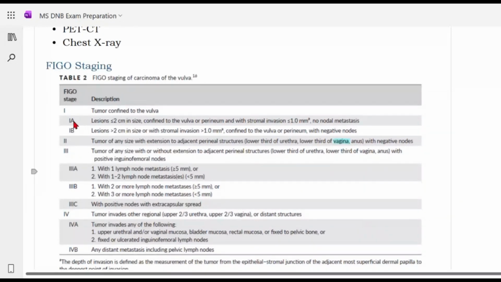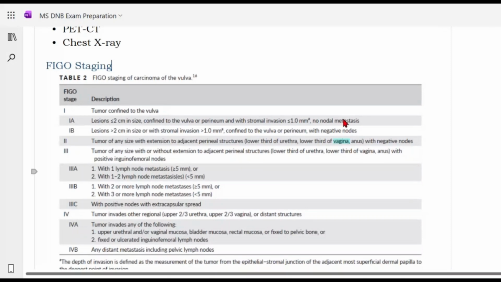If either is not satisfying, then it goes to the 1B and there are no nodal mets. Okay, so no nodal involvement. Then stage 2, where tumor of any size with extension to the lower one third of the perineal structure, that is the lower one third of the urethra, lower one third of the vagina, anus, but nodes are negative. Okay, so stage 1, stage 2, no nodes.